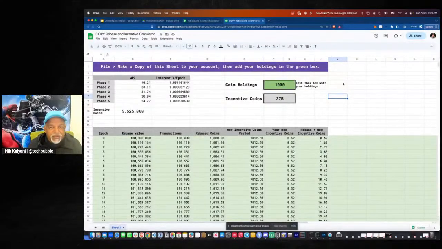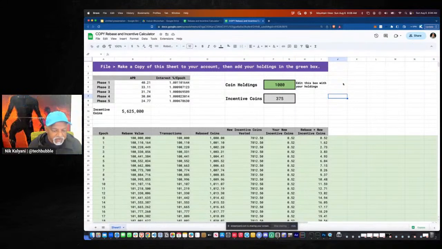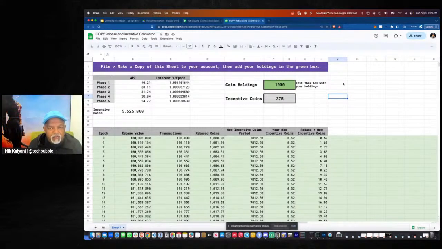So what I have here is a copy of the rebase and incentive calculator worksheet that I shared with the community last week. And what I want to do is go through it step by step and kind of break it down and then put it back together. So let's start with the model.